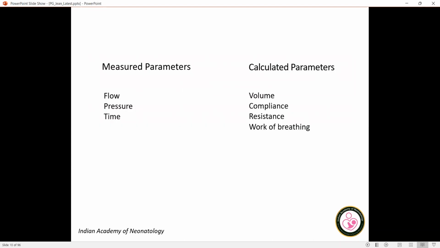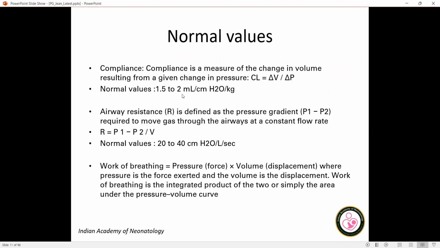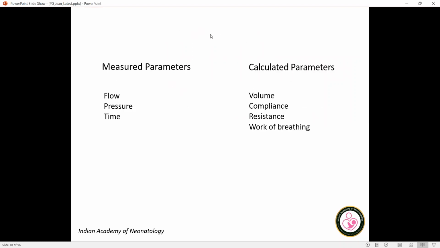So now going to the ventilator graphics. Mainly we have two things: one is scalars and one is loops. The measured parameters are flow, pressure, and time. And the calculated parameters are volume, compliance, resistance, and work of breathing.